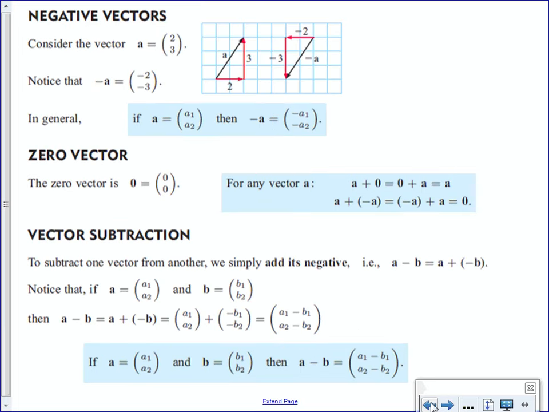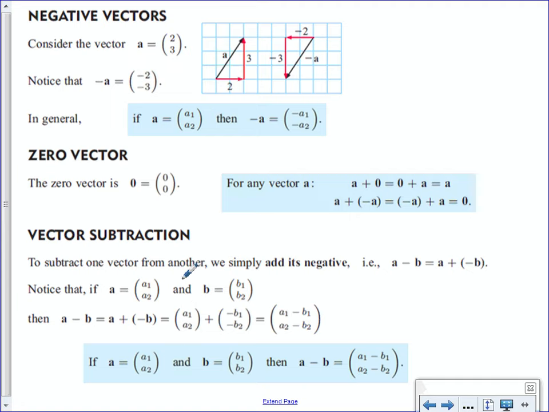Okay, so the negative of a vector. The negative vector would just be the negative of the two components. Notice the only thing that changes is the direction of the vector. It still has the same magnitude, the same slope, but the direction changes. The zero vector is very useful because you're just adding (0, 0) to something. So you have the identity property and the inverse property going on with vectors.